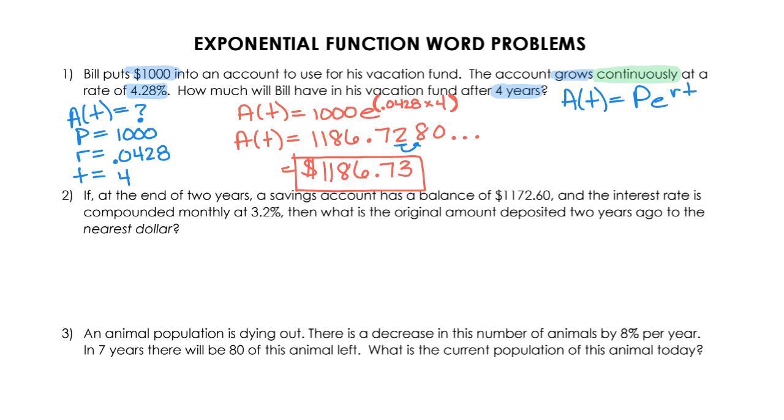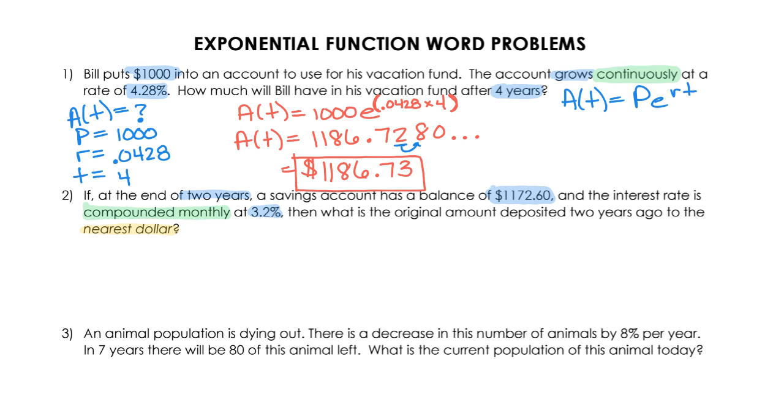If at the end of 2 years, a savings account has a balance of $1,172.60, and the interest rate is compounded monthly, that tells us to use our other formula, at 3.2%, then what is the original amount deposited 2 years ago to the nearest dollar? There's our rounding directions.